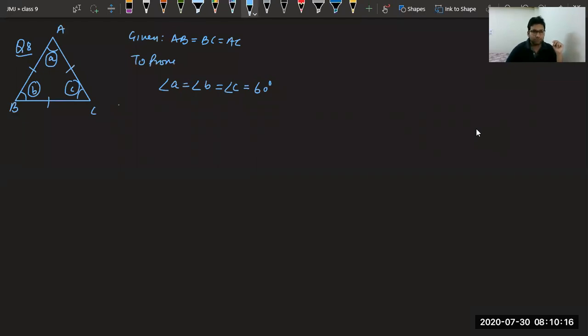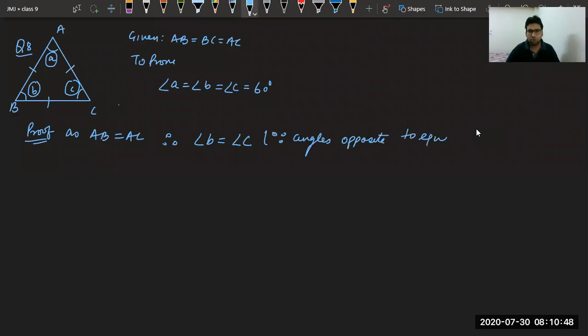Now let's start the proof. First thing is, as we can see AB equal to AC, we can say angle B and angle C are equal by the property of isosceles triangles. As AB is equal to AC, therefore angle B is equal to angle C, because angles opposite to equal sides are equal.